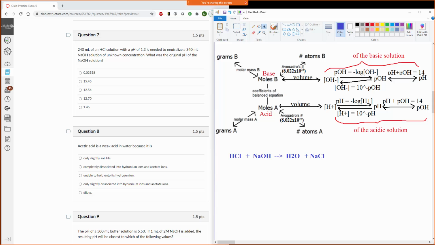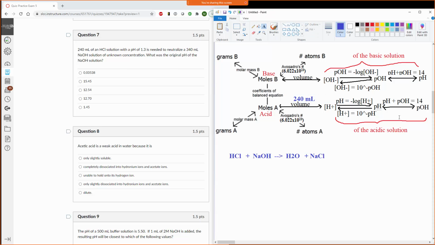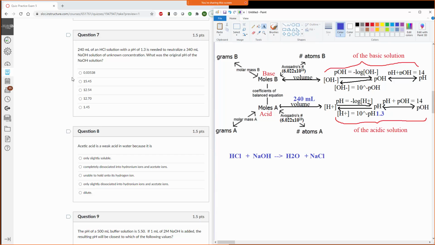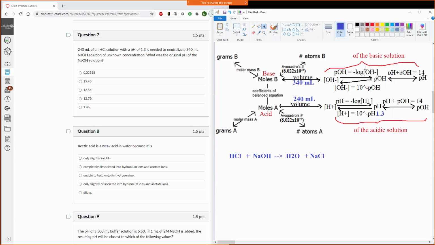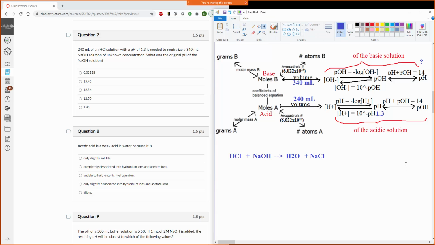That's the acid, 240 milliliters. I'll put that right there. Okay, and that acid solution has a pH of 1.3, so the pH of the acid, 1.3. Okay, and 340 milliliters of the NaOH solution, that's your base, right? 340 milliliters. And we want to know what's the original pH of the base. So we're all the way over here, pH of the base.